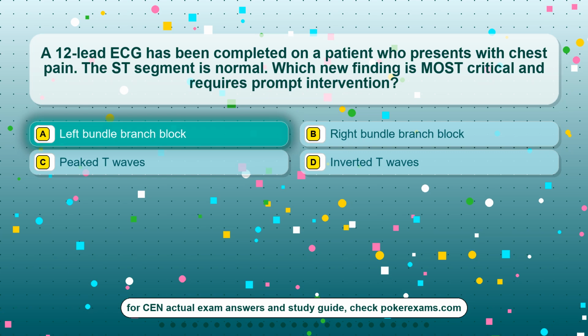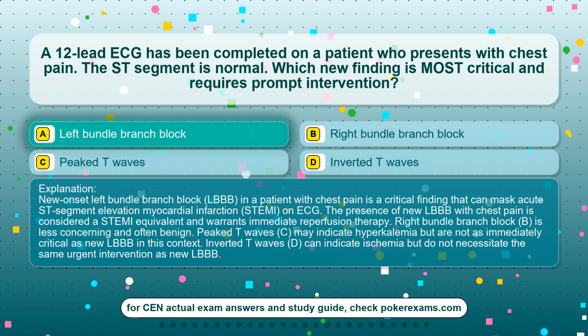The correct answer is option A, left bundle branch block. New-onset left bundle branch block, LBBB, in a patient with chest pain is a critical finding that can mask acute ST-segment elevation myocardial infarction, STEMI, on ECG. The presence of new LBBB with chest pain is considered a STEMI equivalent and warrants immediate reperfusion therapy.